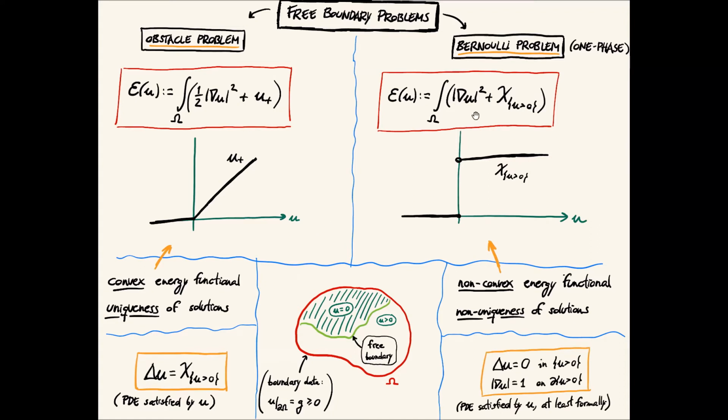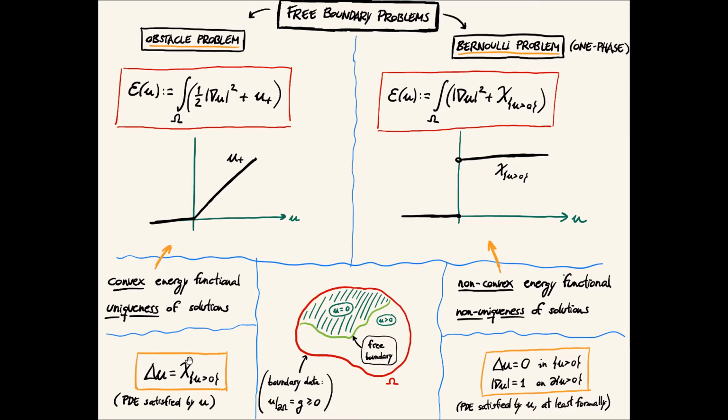While in this context, this is a bit more tricky. It's a bit more delicate to see what is the PDE satisfied by U. But basically, the derivative of this is like a Dirac delta on the free boundary. So the function will be harmonic whenever it's positive. It will be 0 whenever it's 0. And then the derivative of this is a Dirac delta on the free boundary. So what you get is that the gradient of U has modulus 1 along all the free boundary. At least formally, this is somehow easy to check. And this is the PDE satisfied by U.